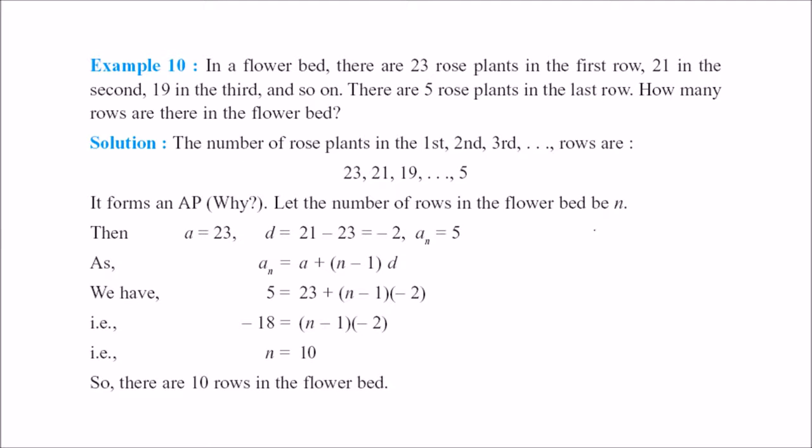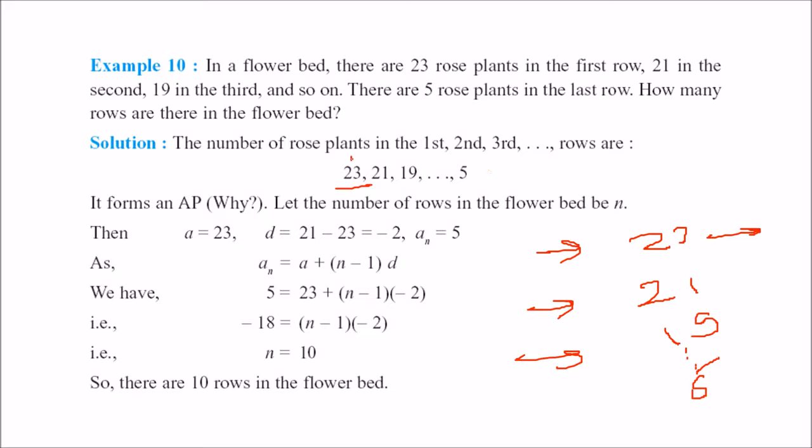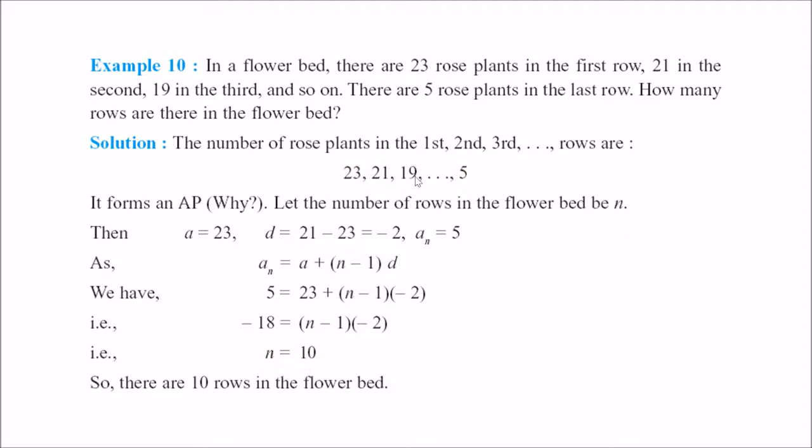In a flower bed, this is a flower bed, there are 23 roses planted in the first row, 21 in the second row, 19 in the third row, and so on, and 5 in the last row. So this is making an AP: 23, 21, 19, and so on. A is 23, D is 21 minus 23, which is minus 2, and the last term AN is equal to 5. Let us equate: 5 is equal to 23 plus n minus 1 into minus 2. So n becomes 10. So how many rows are there? There are 10 rows in the flower bed.